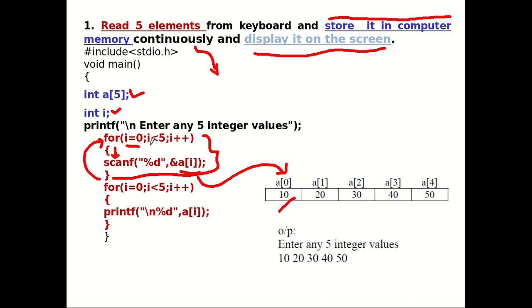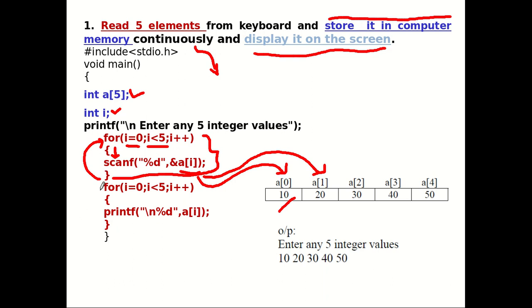So now i value is 1, 1 is less than 5, condition true. Again it will enter into the loop. So now a of 1 is nothing but the second location. So in the second location, the second value entered from the keyboard will be stored, and this process will continue as long as i value is less than 5. Whenever the i value is 5, this condition will fail and control will come out from the loop.